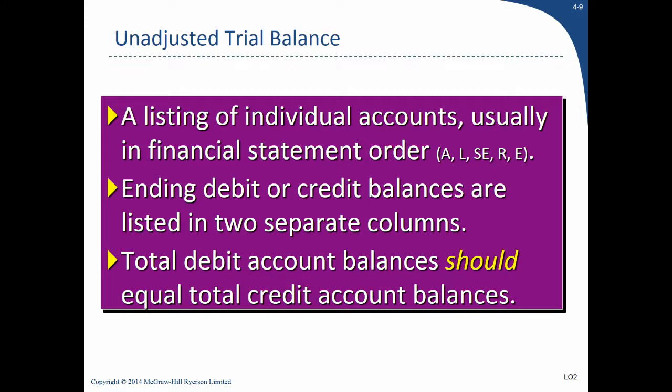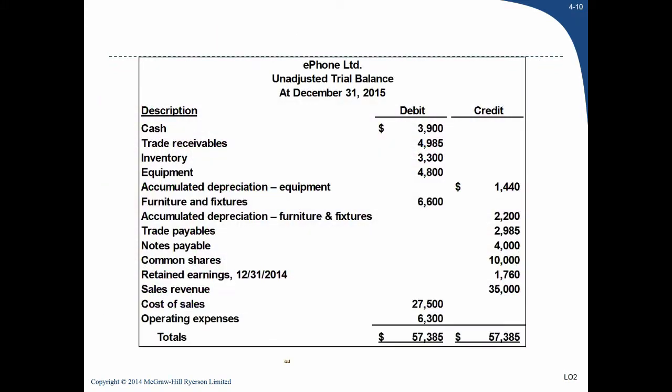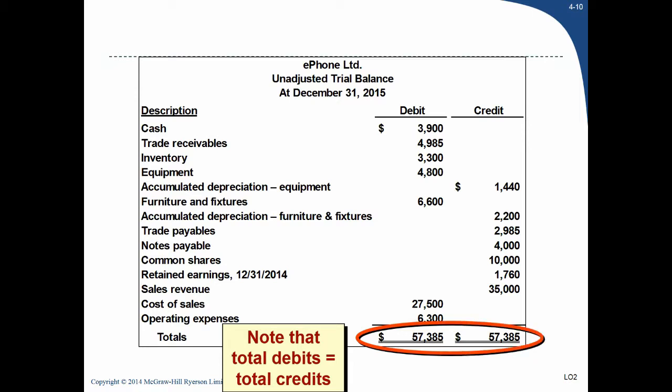Okay, this is what I was saying about the unadjusted trial balance. So it's a listing of individual accounts. Usually they go in financial statement order, but here, you'll see what I mean. It'll probably be better to show it. This here is an unadjusted trial balance. So, a couple things to note.